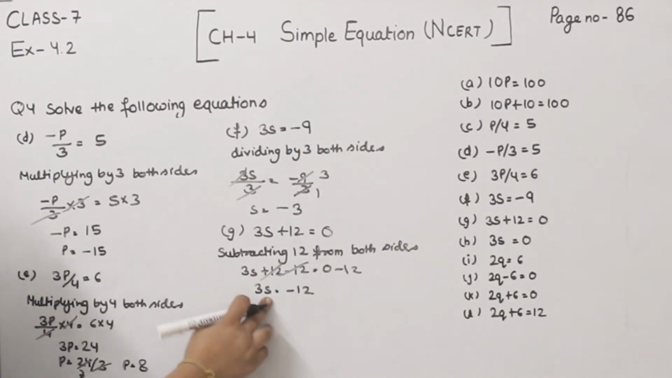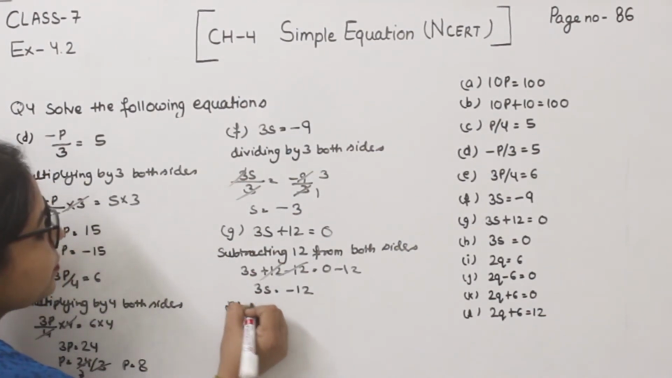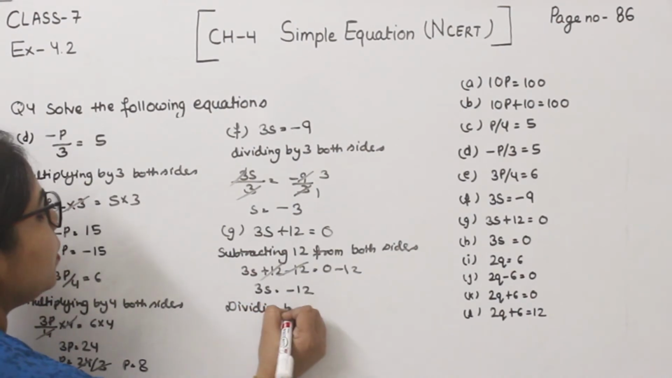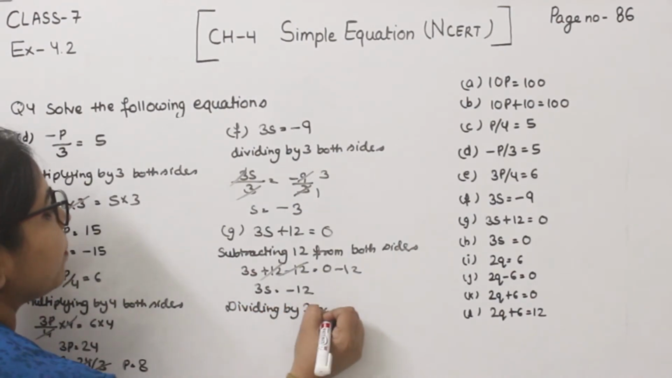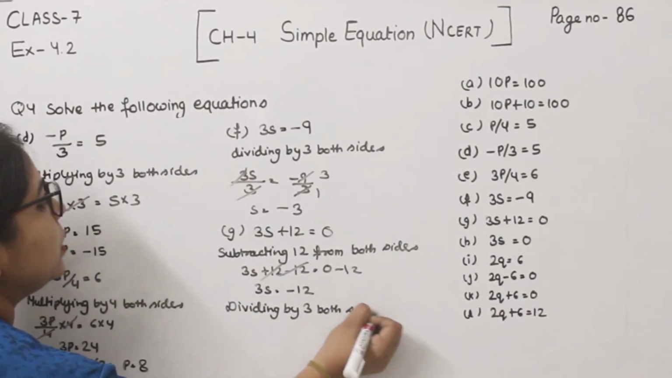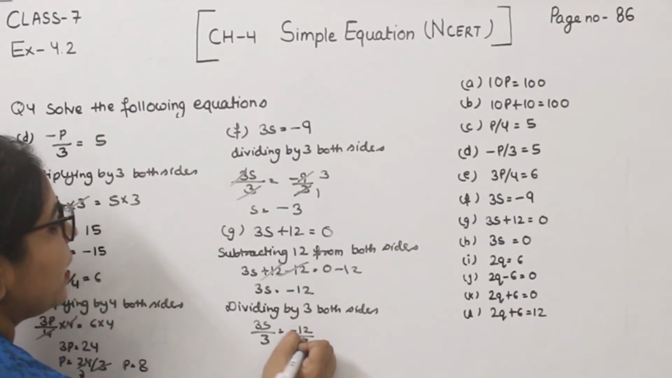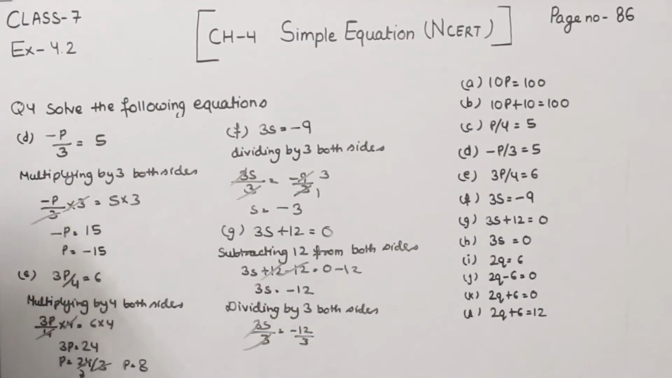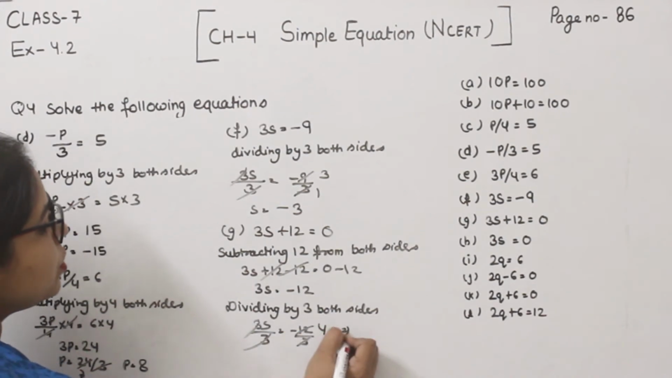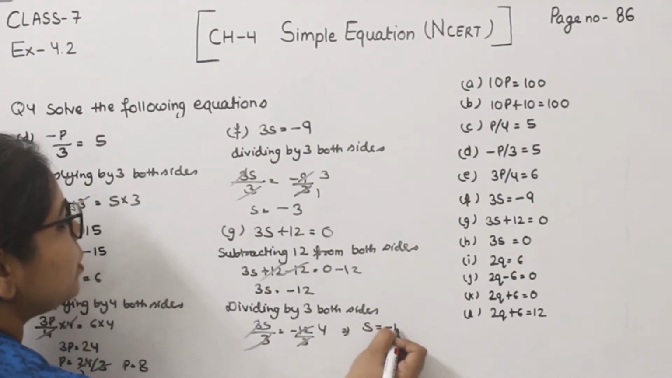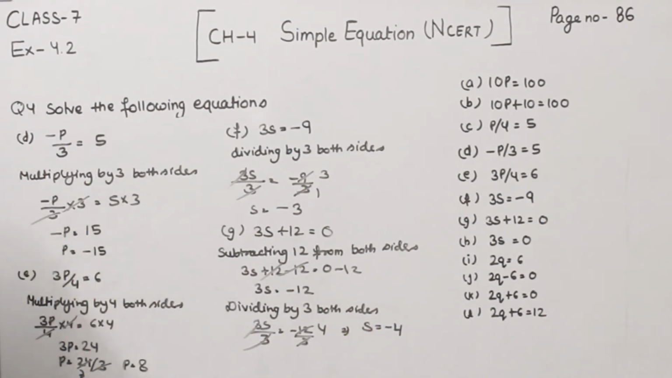Now for getting only s, we will divide it by 3. Now dividing by 3 both sides. Now 3s divided by 3 and minus 12 divided by 3. Now 3 3 cancelled. 3 4s are 12. So the value of s is equal to minus 4. This is the part G.